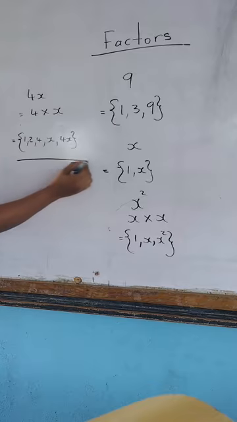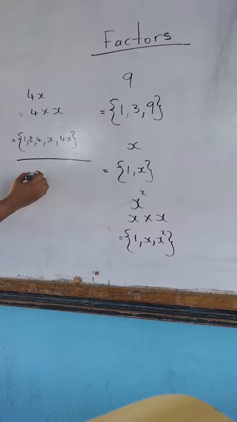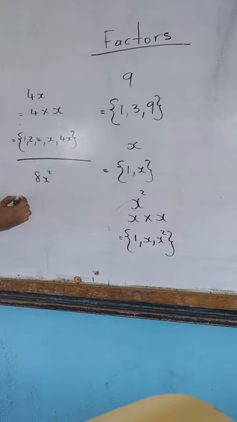I want you to try one. Post your answers in the comments. What are the factors of 8x squared? List them. Start off with the first, then increase in order. Post your answer in the comments so that we can check each other.